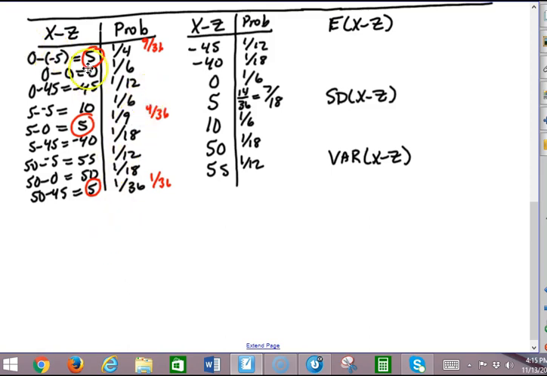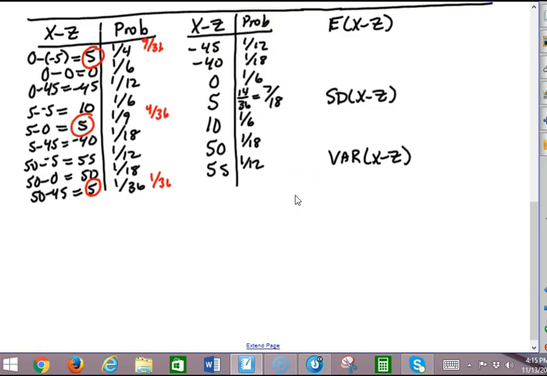The combinations of numbers are different. Everything only has one possibility except the 5s. There's 3 different ways to get a 5. And so if we add up 1/4 plus 1/9 plus 1/36, that ends up being 14/36 or 7/18. So that's the only kind of odd one. And here are the other possibilities.